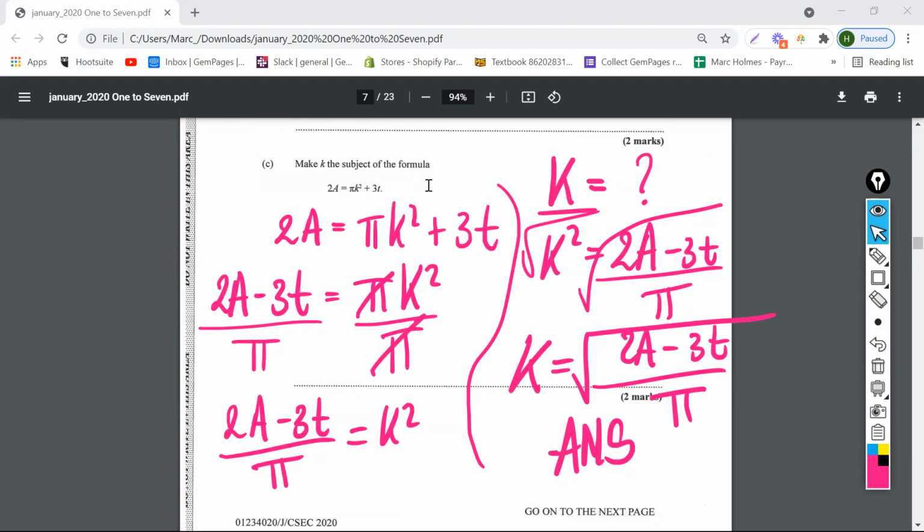No, you're not supposed to get that. You're not supposed to get that. 3t minus 2a. No, it's the wrong way around. It's the wrong way around. So, guys, you may have some issues with this.